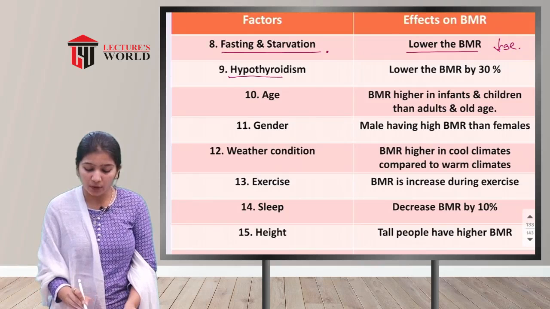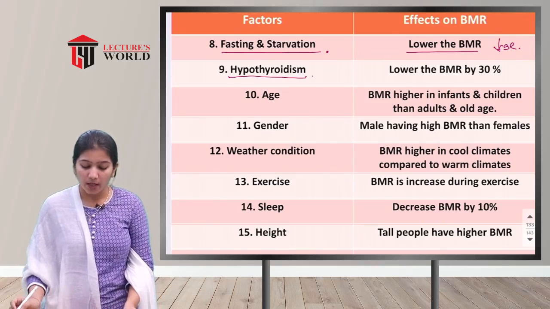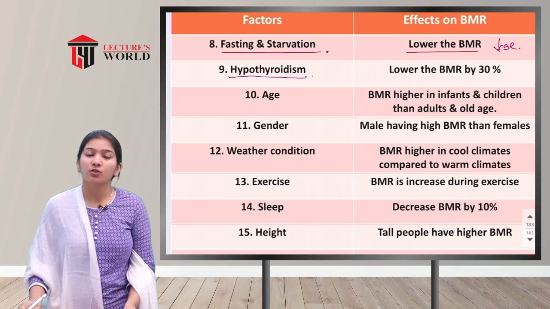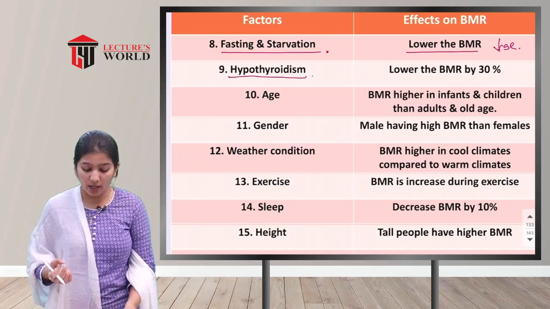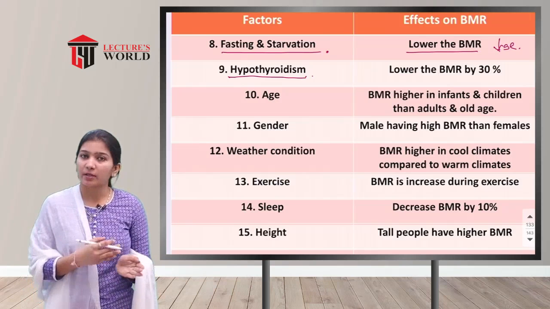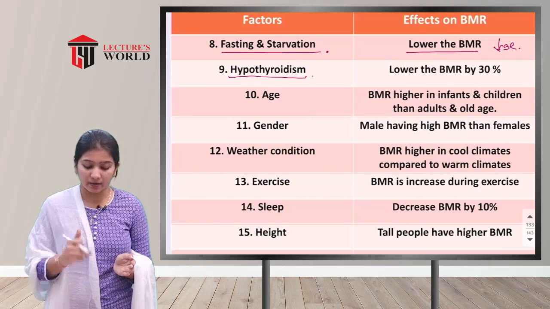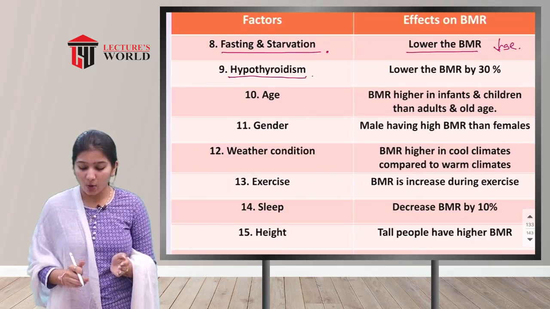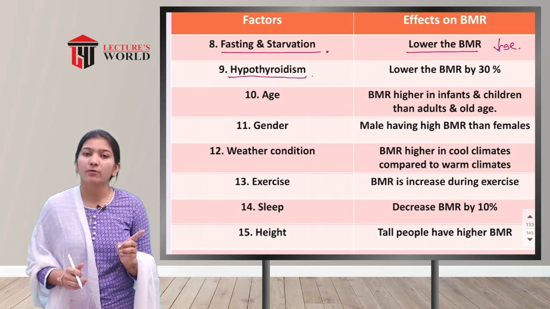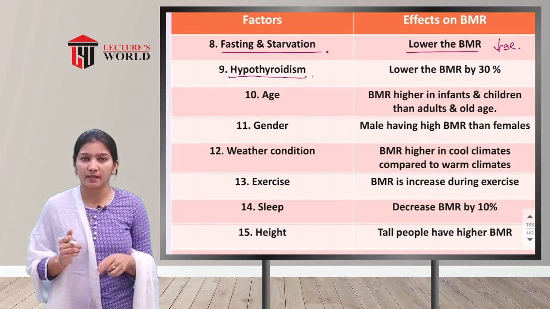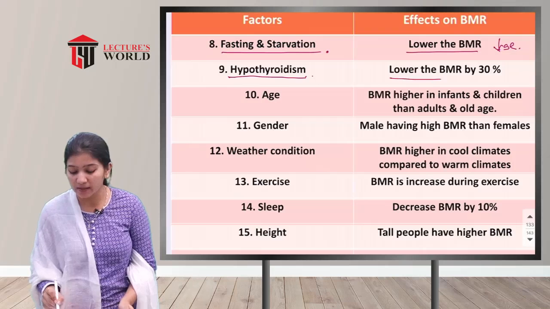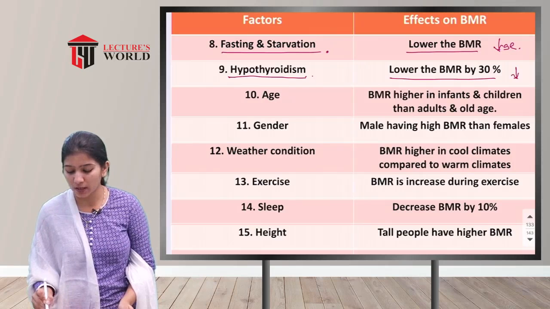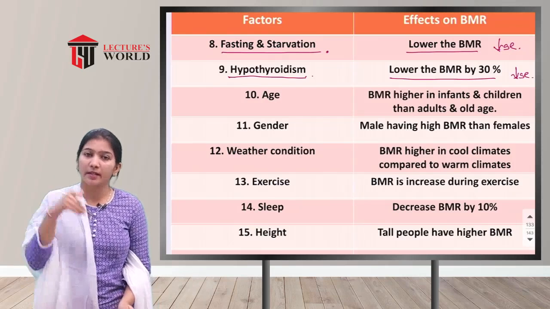Next one is hypothyroidism. Hypothyroidism is also related to the thyroid gland. In this, the hormone production is diminished or decreased. We have discussed hyperthyroidism in the previous slide, and this is hypothyroidism. In hyperthyroidism the BMR is increasing. In hypothyroidism the BMR is decreasing, it will diminish.